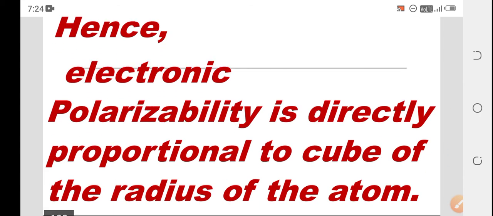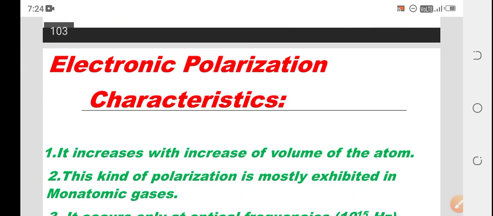Hence, electronic polarizability is directly proportional to the cube of the radius of the atom.